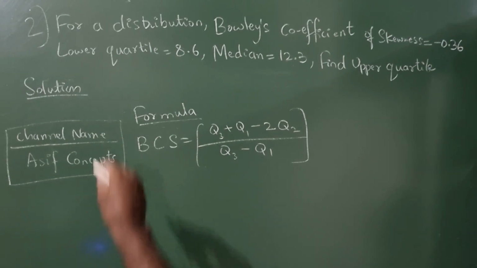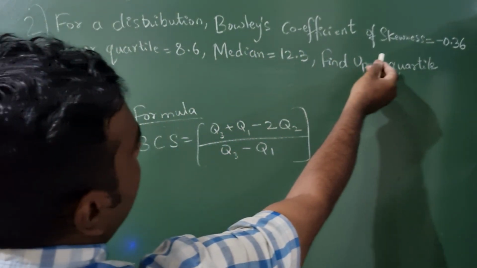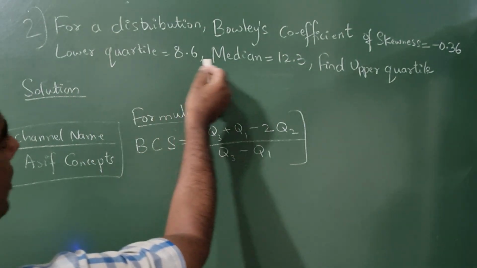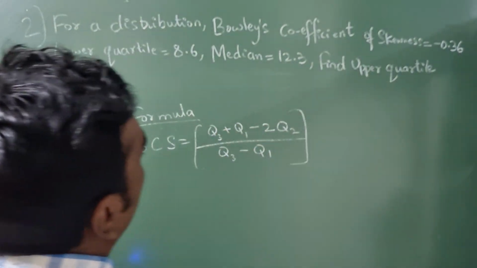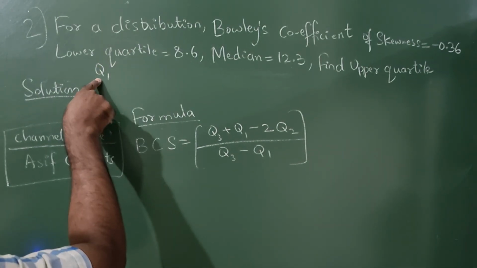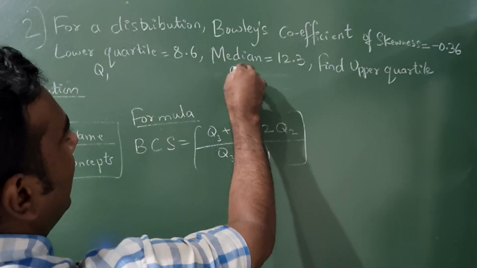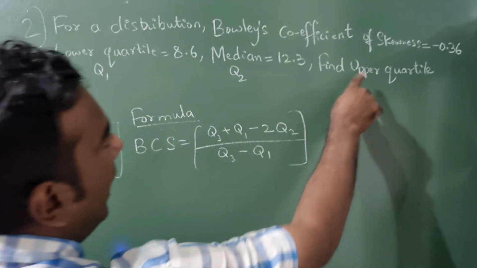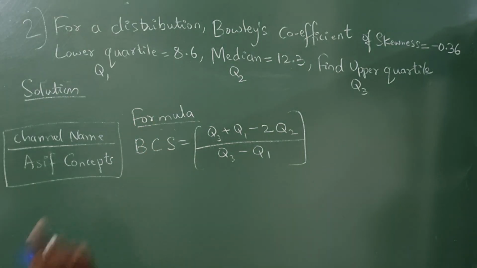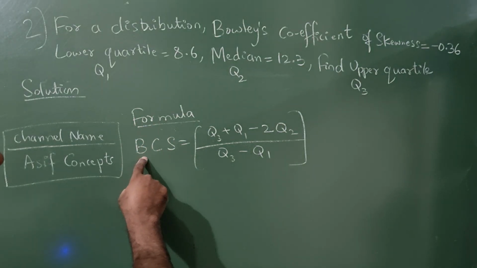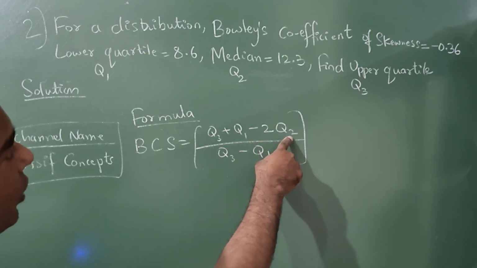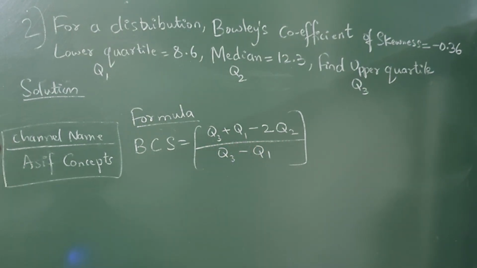Now the next question is, for a distribution, Bowley's coefficient of skewness is minus 0.36. Lower quartile is 8.6, median is 12.3, find upper quartile. You should know what is lower quartile. Lower quartile means Q1. Median means you have to write Q2. Upper quartile means Q3. Now there is a formula to solve this. Bowley's coefficient of skewness is equal to Q3 plus Q1 minus 2Q2 divided by Q3 minus Q1.